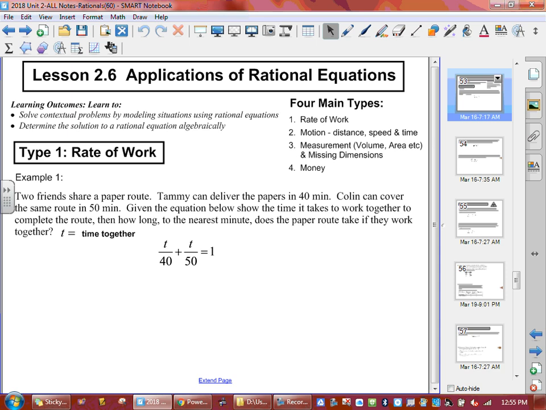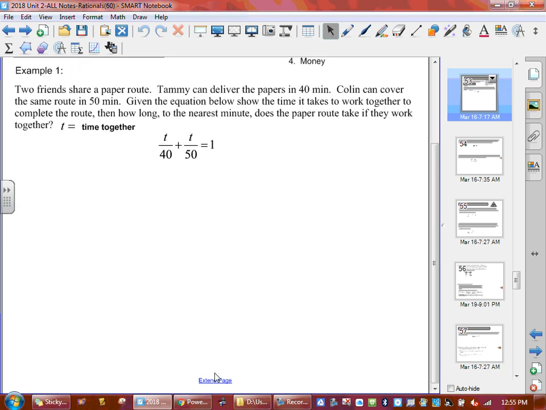Okay, so our first one, we've got a couple friends, they're sharing a paper route. Tammy can deliver papers in 40 minutes, and Colin can deliver the same route in 50 minutes. Given the equation below, show the time it takes to work together to complete the route. Whenever you get an equation, they're going to give you the equation, okay? You're not going to have to create the equation. The only ones they're going to expect you to figure out are the ones that you have to match. So they'll give you a word problem like this, and then they might have A, B, C, D, which one matches it, okay?